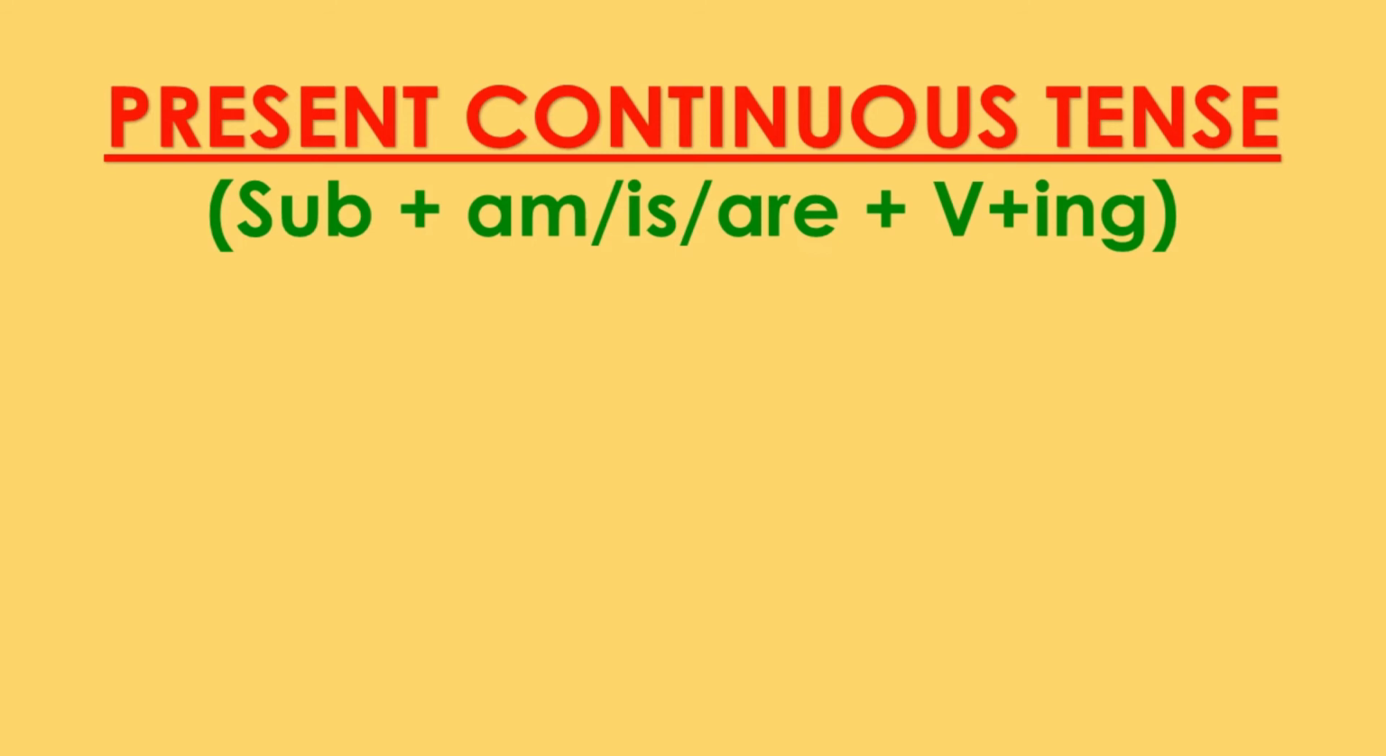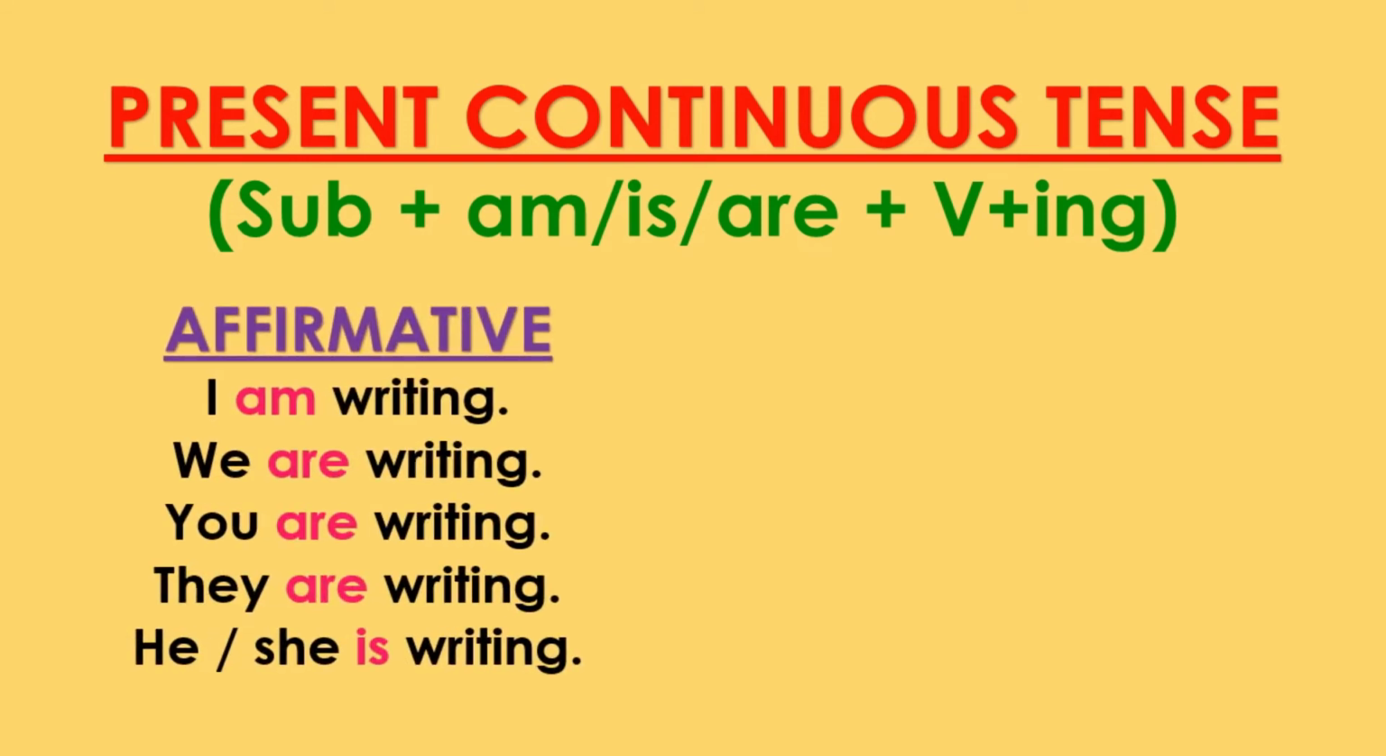Let us now have a look at some of the examples. In case of affirmative, it is I am writing. Now we all know that we always use the be verb am after the first person singular pronoun, which is I. Every time the be verb am is followed by I. Therefore the sentence is I am writing. And in every case, in case of present continuous tense, we use the ing form of the verb.